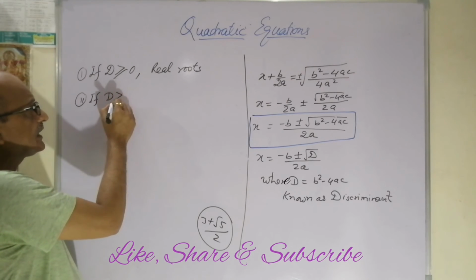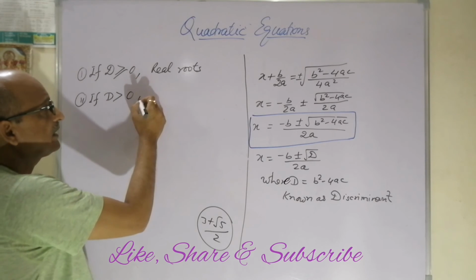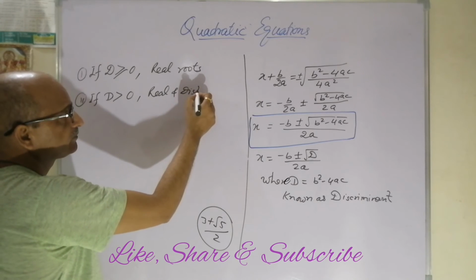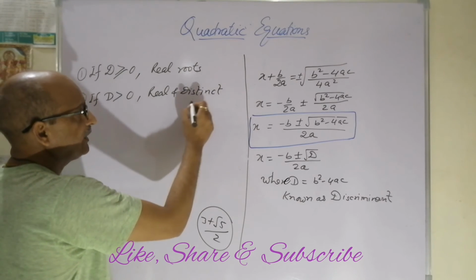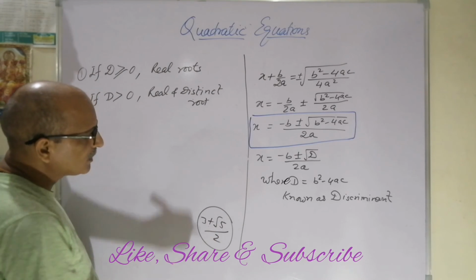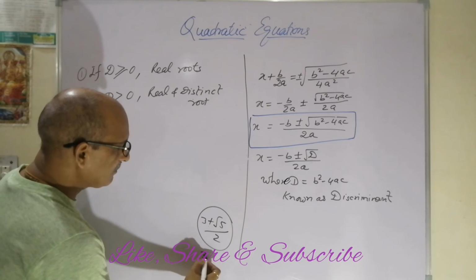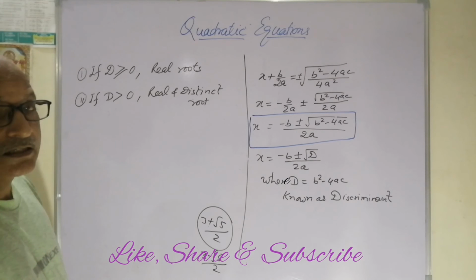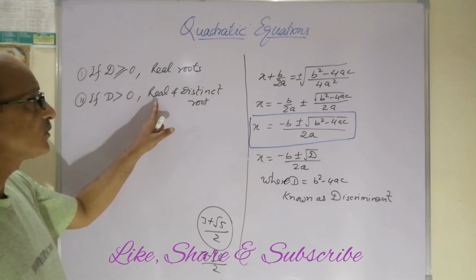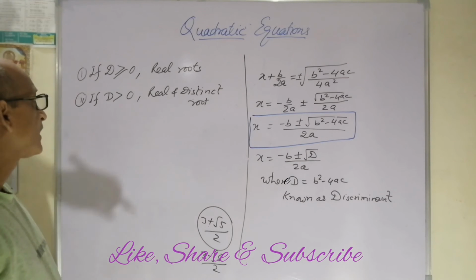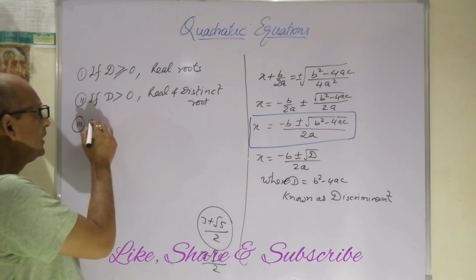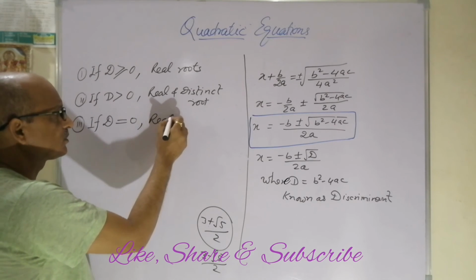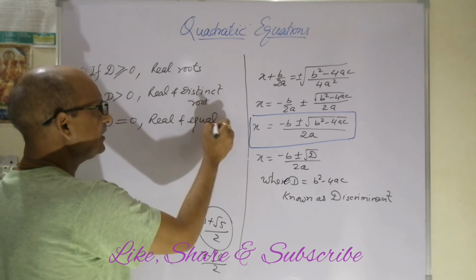Next condition, if D is greater than 0 only, not equal to, then real and distinct roots. Distinct means different. It means that one root can be 3 plus under root 5, another can be 3 minus under root 5. Both of them are distinct roots. So when D is greater than 0, a purely positive number, roots will be real and distinct. Next, if D is equal to 0, then real and equal roots.